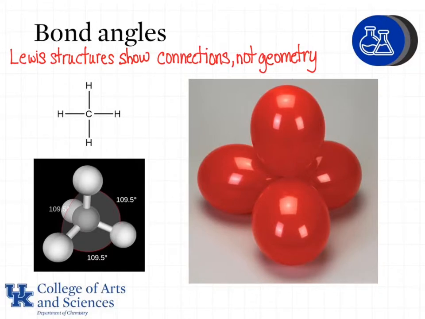Imagine that we had 4 balloons attached together. Those 4 balloons are going to naturally push away from each other because they're occupying space. And the angle that we would see is something comparable to 109.5. So tetrahedral molecules are no longer in a single plane, and they in fact go beyond the 90 degrees that we see in our Lewis structure because it shows connectivity, not geometry. So the ideal bond angle for tetrahedral molecules is 109.5 degrees.